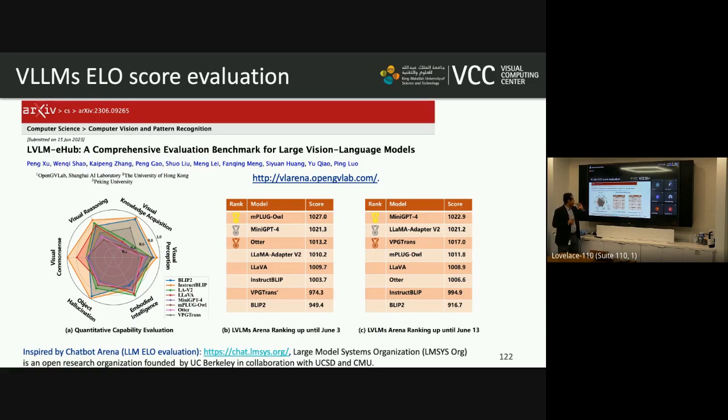This paper proposed an ELO score for evaluation. It's basically inspired by Chatbot Arena that was proposed by a collaboration between Berkeley, UCSD, and CMU, which is an evaluation based on pairing two large language models in an open domain way. You ask them some questions, and then you get a response from language model one and language model two, and then a human will pick which one they prefer. And the model that wins gets more points. So this has been proposed only on language tasks. So this paper from Peking University and University of Hong Kong proposed to do something similar but for vision language models.